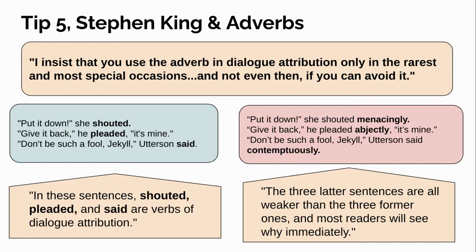So just comparing these two, you can tell that the one in blue is way easier to read than the one in red. The one in red tells more than it shows. The dialogue itself already lets us know, based on what people were saying, that they were shouting and that it was menacing, right? Without having to say it. Okay. I would even argue that shouted and pleaded are going too far. "Put it down!" with an exclamation mark. Clearly she's shouting. "Give it back," he pleaded, "it's mine." Just say, "Give it back, it's mine." We know he's pleading. So we don't actually need to say that. You just say he said.